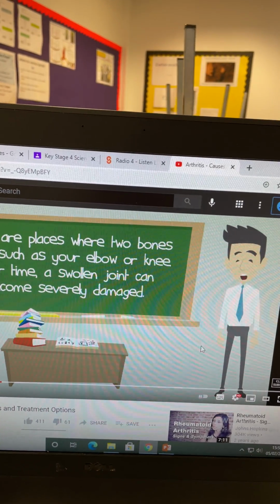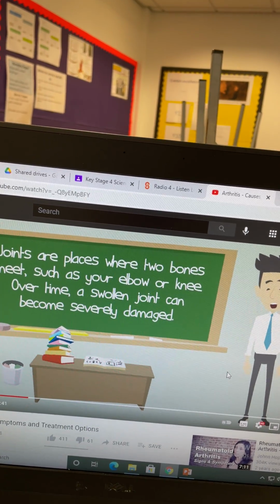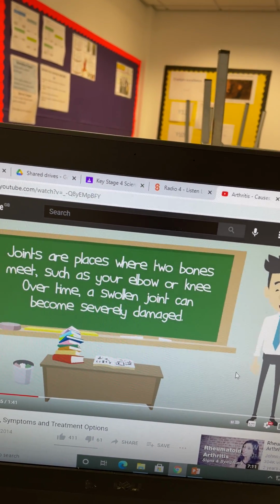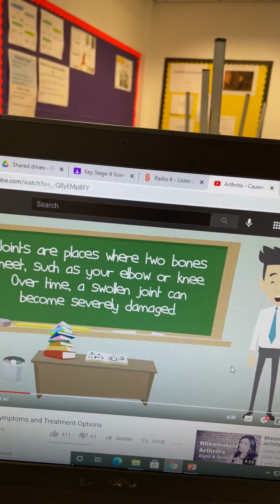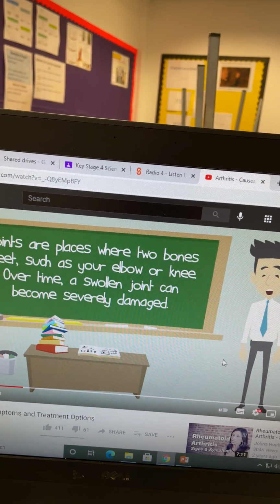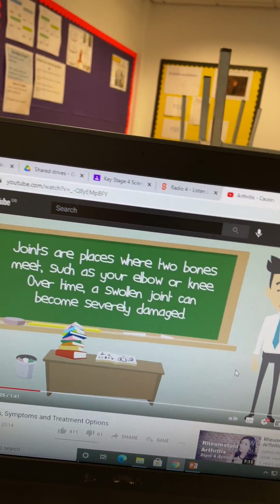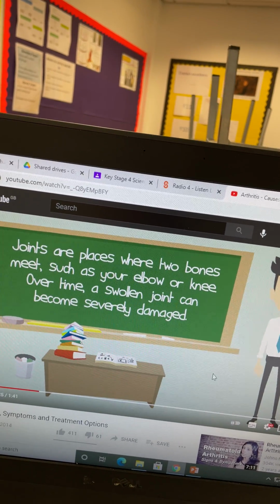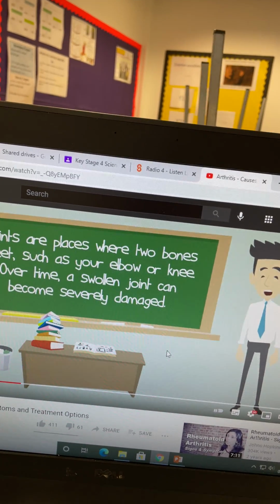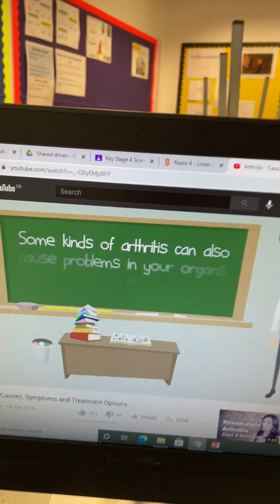Now, if a joint becomes particularly swollen, as we mentioned before, or damaged, then it causes a restriction of movement, and the rubbing together of the bones is essentially the sensation that is the pain felt by the person with arthritis. So you can imagine that it's incredibly painful. On that note, I'm going to pause the video there.